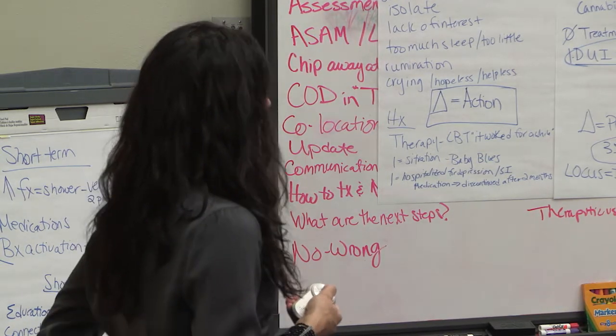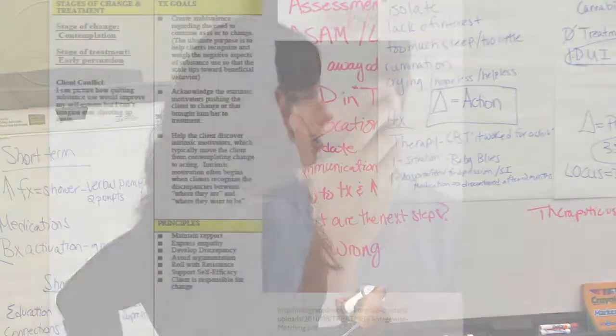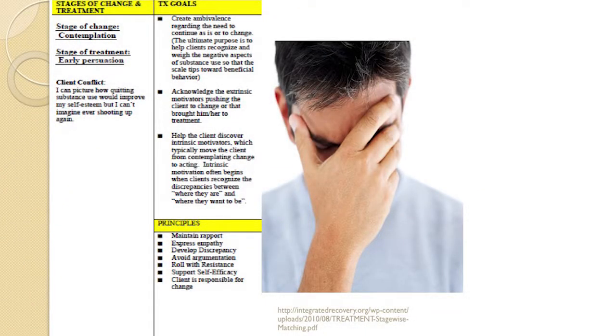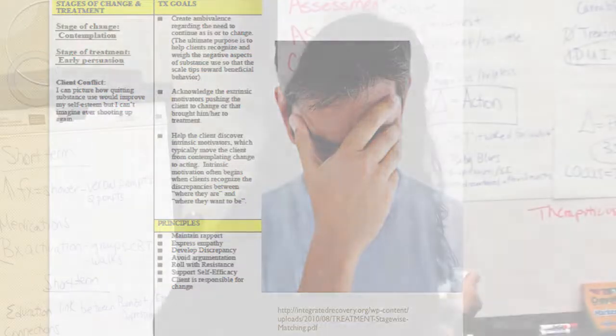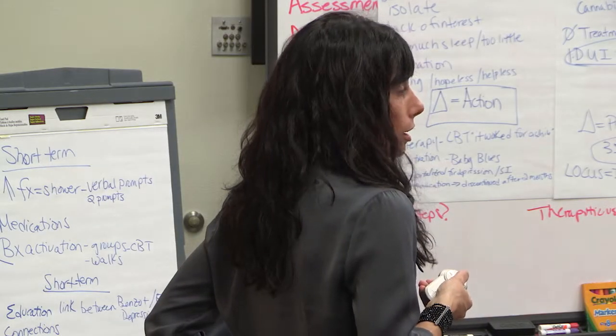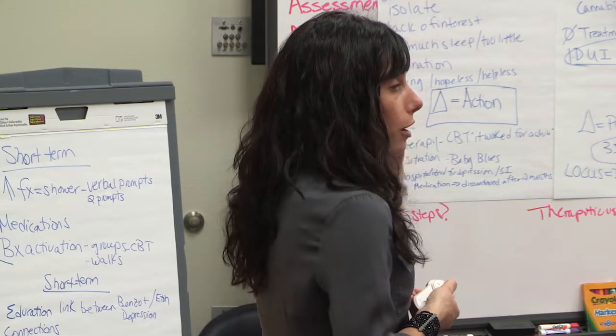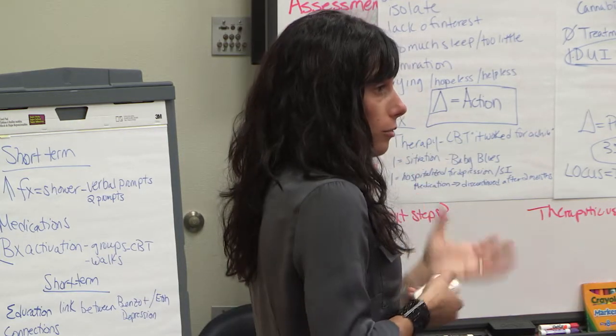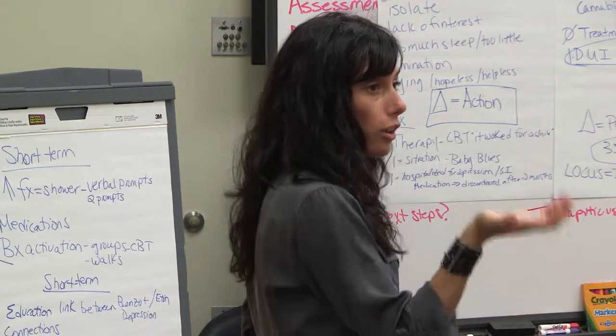The stage of change of contemplation, we're in early persuasion. So the client conflict, I can picture how quitting substance use would improve my self-esteem, but I can't imagine ever shooting up again. I think that was supposed to be never, probably. Create ambivalence regarding the need to continue as it is or to change. So this is where that pros and cons can really come into play. What are the benefits of not changing? What are the cons of actually changing?